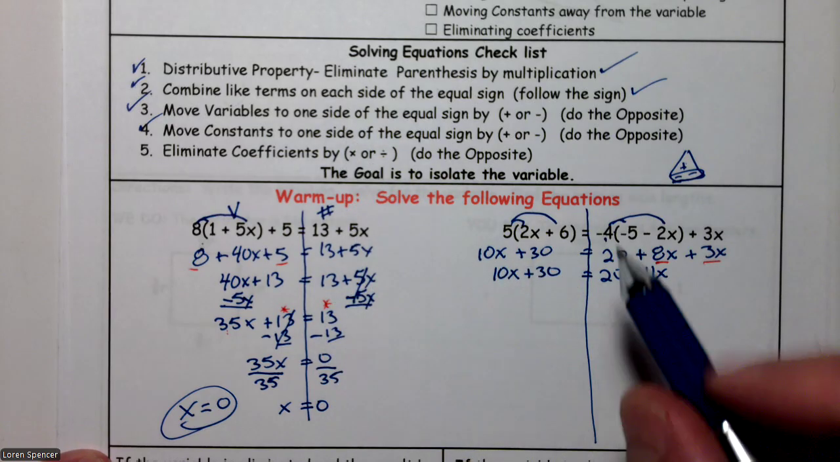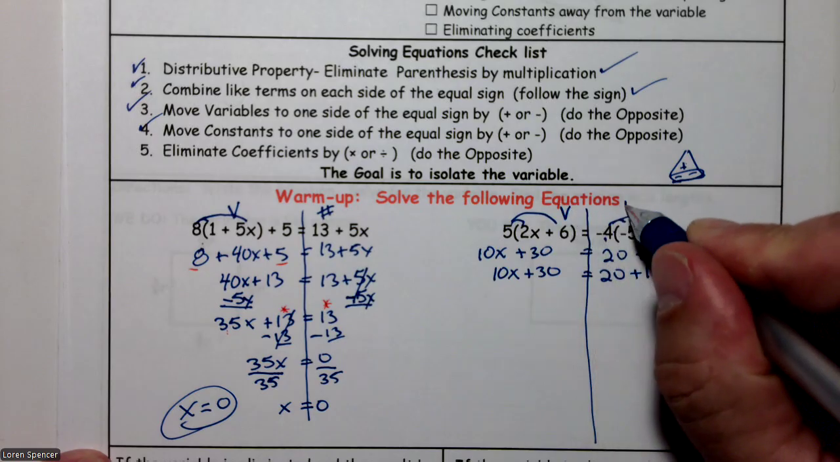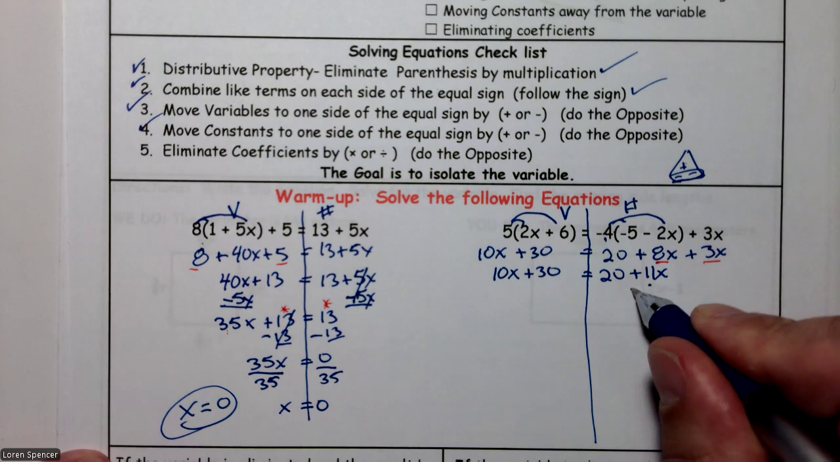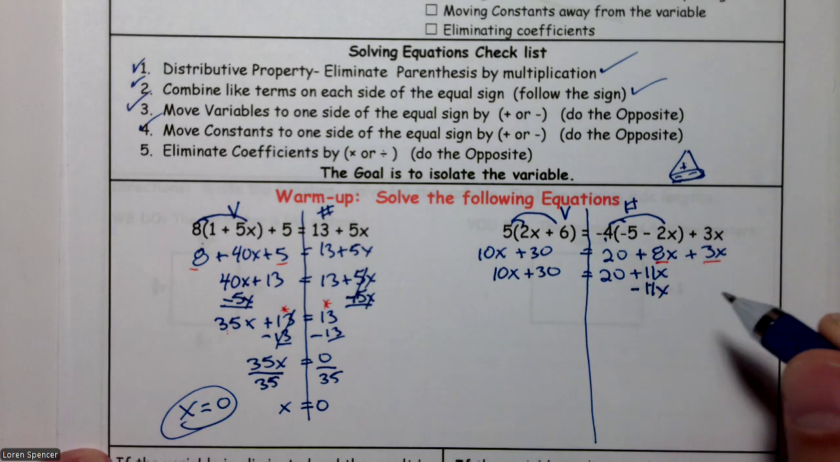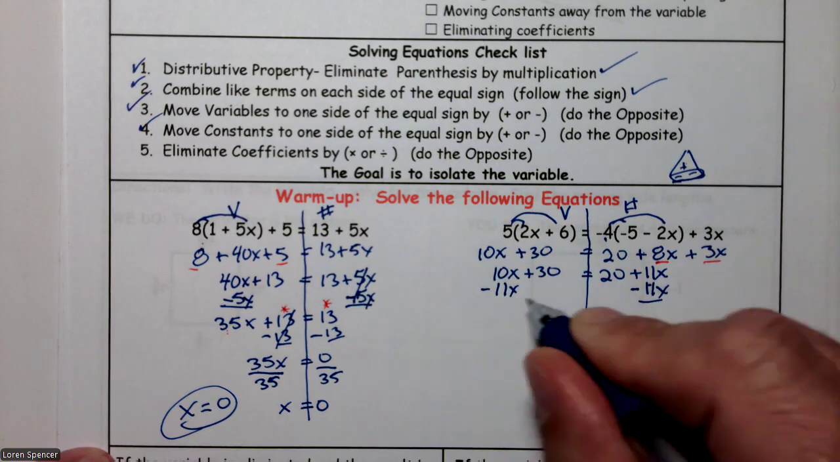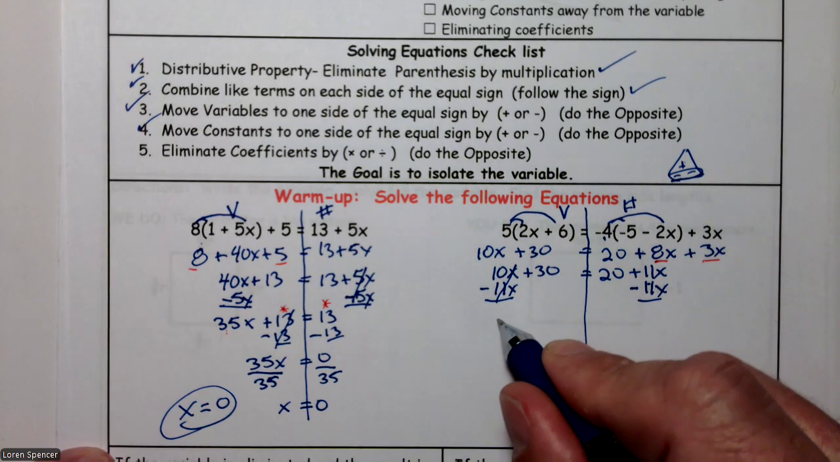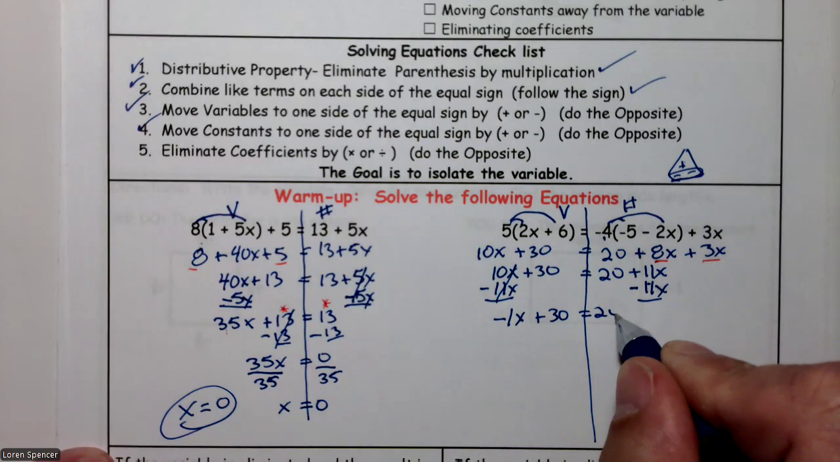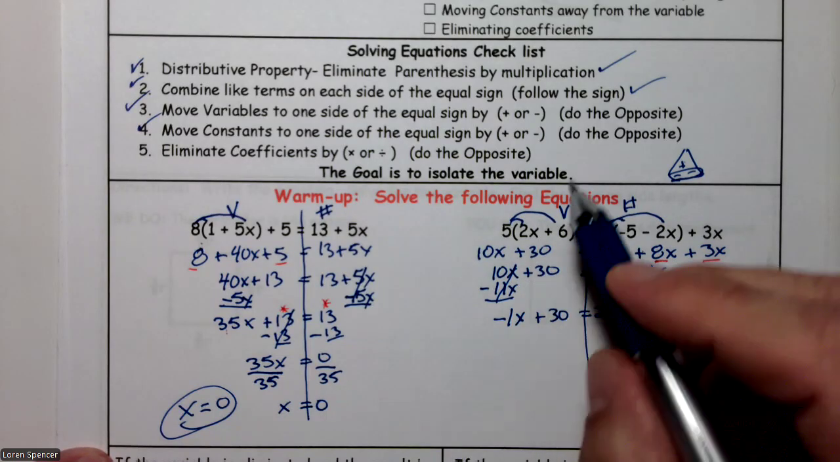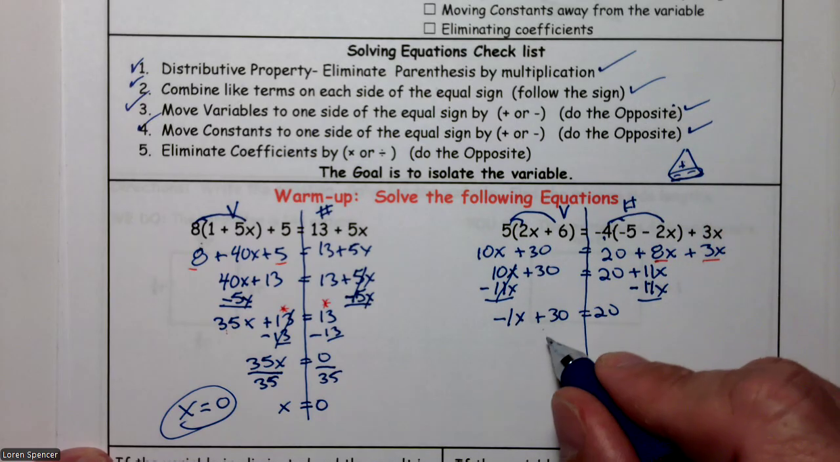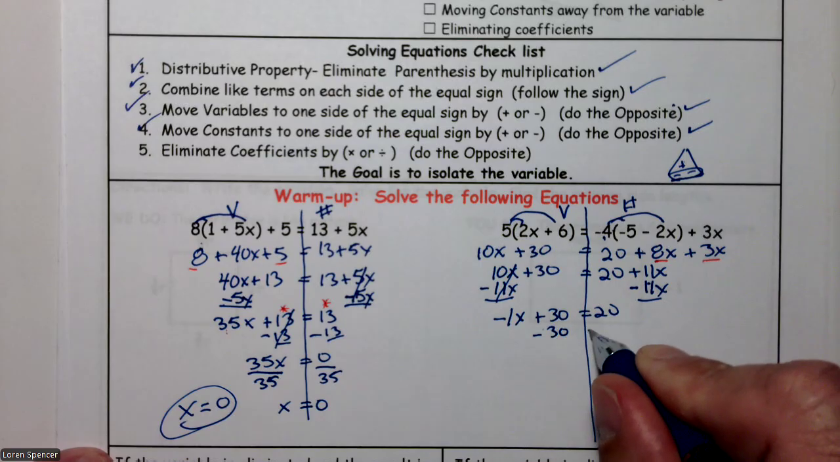All right. Now we need to move variables to one side. Well, the 10x is on the side that we want the variables on, but the 11x is not. So I need to move this 11x, and it's a positive 11x. So when I do this, it becomes a minus 11x. So I end up with negative 1x plus 30 equals 20. The next thing I need to do is move constants. So I need to move this plus 30 so that it becomes a minus 30.